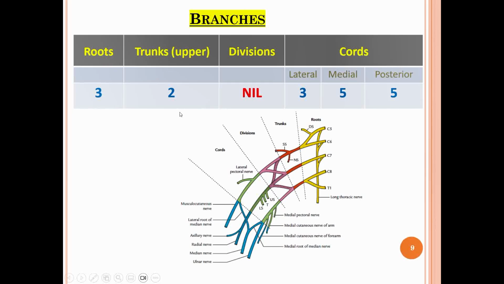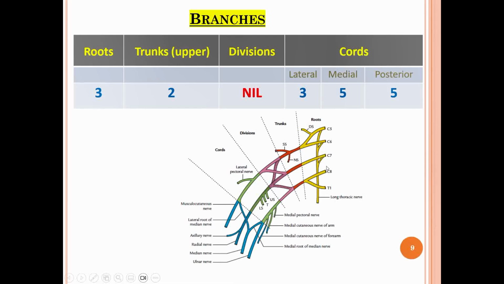There are two branches which arise from the trunk, and that too only from the upper trunk. Divisions do not give any branches, but from the cords, the lateral cord gives 3 branches, the medial cord gives 5 branches and the posterior cord gives 5 branches. So you can see here from the root, C5 root, there is the dorsal scapular nerve, and then C5, C6 and C7 give the long thoracic nerve.